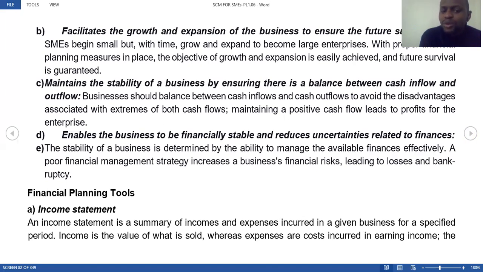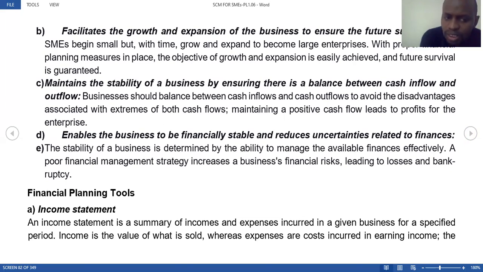So once you plan well, then it means you'll be able to have a strategy that will help you to manage your business effectively. It will also help you to avoid various financial risks leading to loss and bankruptcy. So what are some of the financial planning tools?